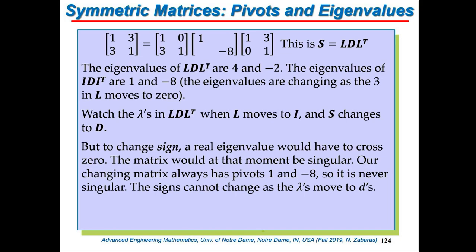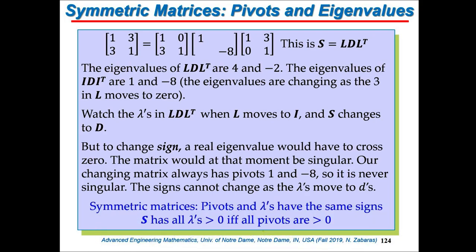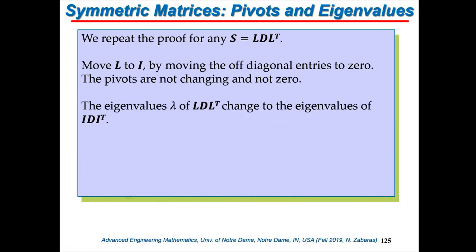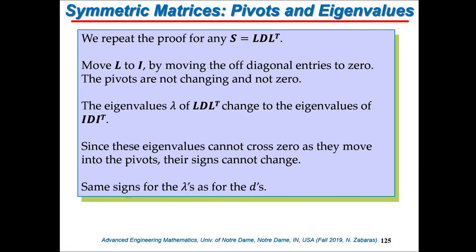And as we will see, we will use this later on when trying to see if matrices are what we call positive definite or not. All right, so for symmetric matrices, the pivots and the lambdas have the same signs. And if a symmetric matrix has all eigenvalues positive, then all the pivots need to be positive as well. I think there's nothing new on this slide, so with confidence we can pass it through.